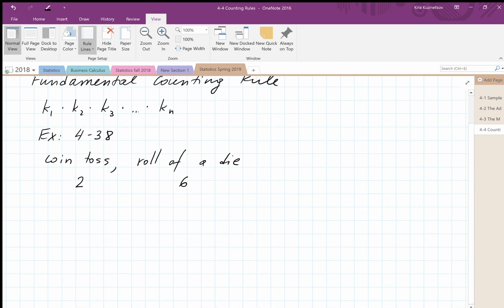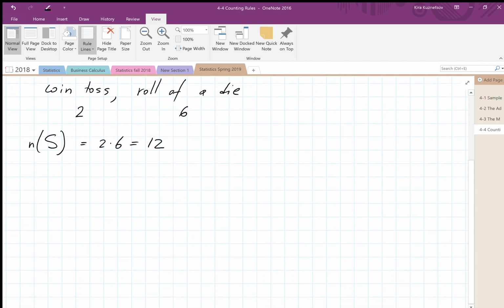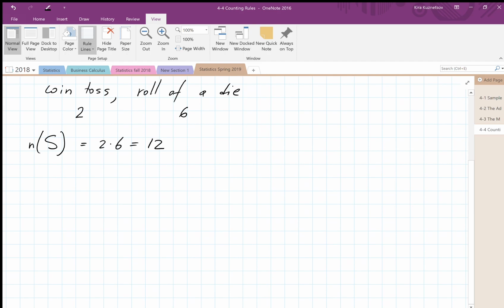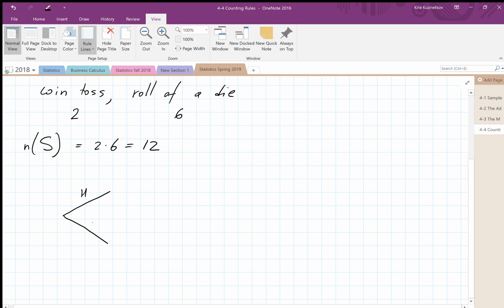So what you end up with, by the fundamental counting rule, is that the number of outcomes in your sample space has to be 2 times 6, which is 12. The perfect illustration of this is through a tree diagram. So you have either heads or tails on the coin, and then 1, 2, 3, 4, 5, 6 as your choices for the die.